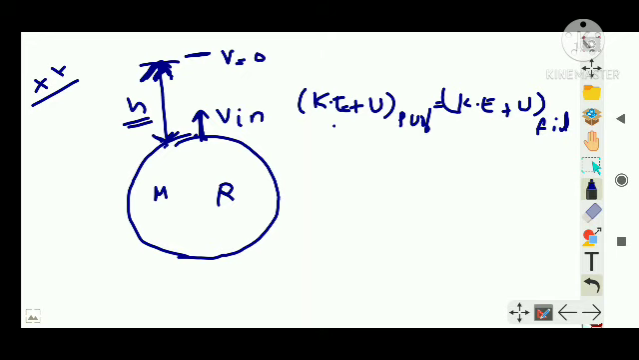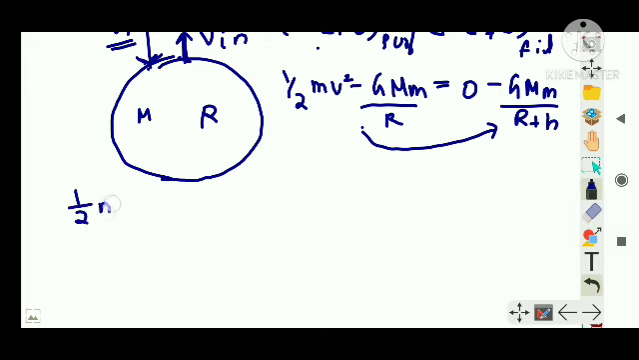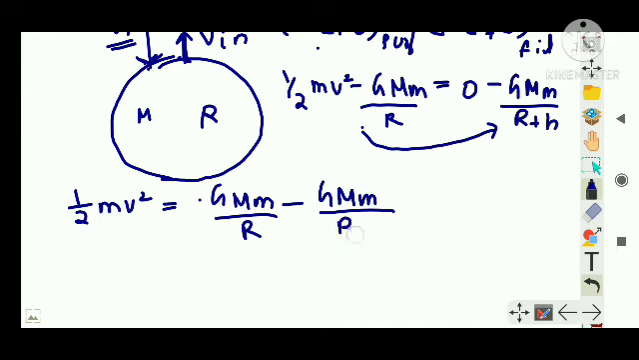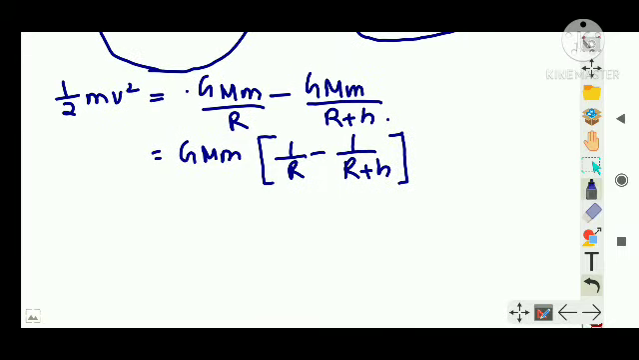Now here at the surface I can write kinetic energy as half m v squared and potential energy is minus GMm by R, that is at the surface. At the maximum height the velocity is 0, so I can write kinetic energy as 0, right? And at the final situation the potential energy is minus GMm by R plus h, right? Clear? So here I am going to bring this over to this side. That means half m v squared is equal to GMm by R minus GMm by R plus h, right? So I bring GMm outside: 1 by R minus 1 by R plus h, right?